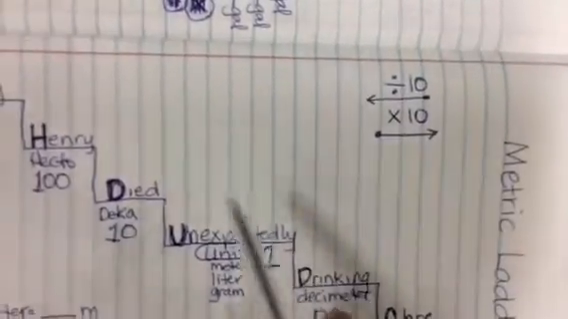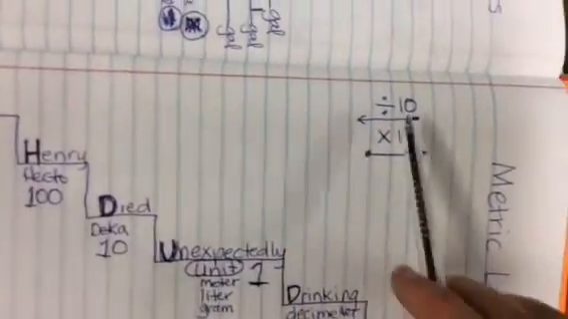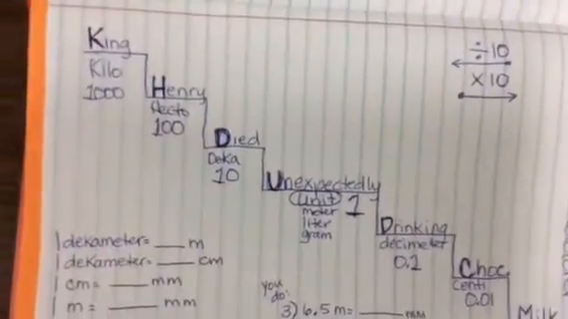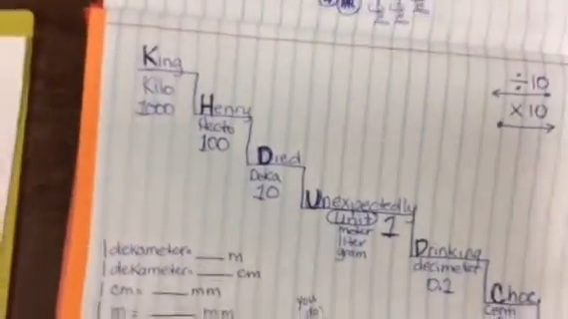Okay, now when you are converting up and down the staircase, copy this down. If you're going to the left, you're going to divide by 10 for each step. If you're going to the right, you're going to multiply by 10 for each step. So let's try this out a little bit.